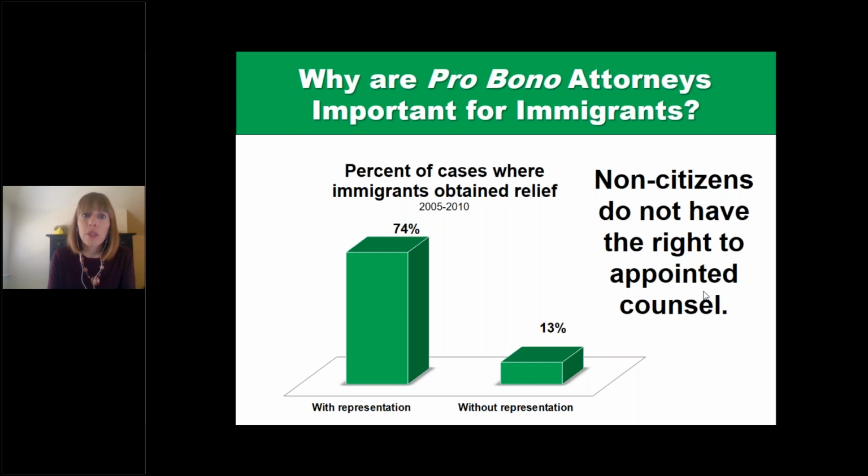So by providing pro bono representation, you are making a dramatic difference in the life of an asylum seeker because you are dramatically increasing the chance that that asylum seeker will be able to get protection in the United States.